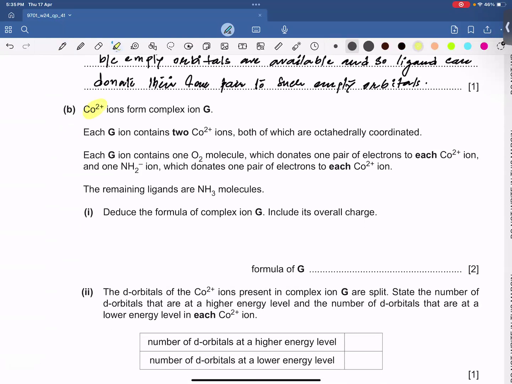Cobalt(II) ions form complex ion G. Each G ion contains 2 cobalt(II) ions. That's very, very important. One G forms, in this G there are 2 cobalt ions, and both of them are octahedrally coordinated. That means coordination number is 6. 6 dative bonds are formed.